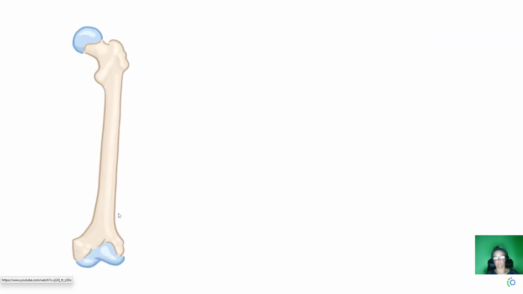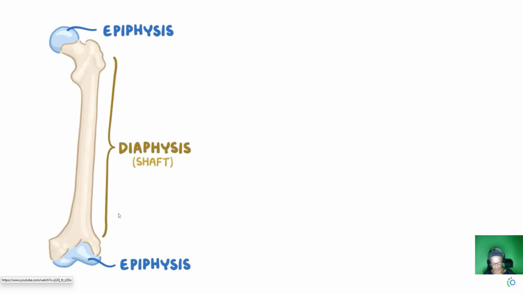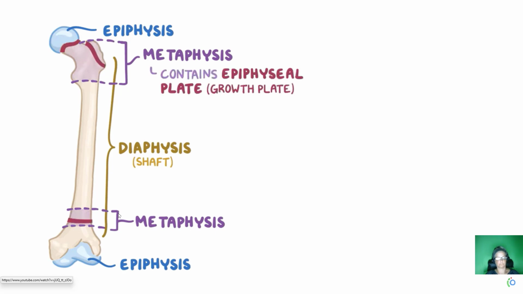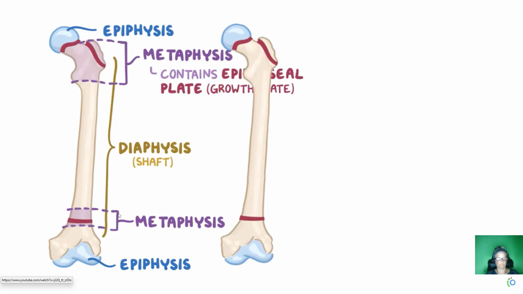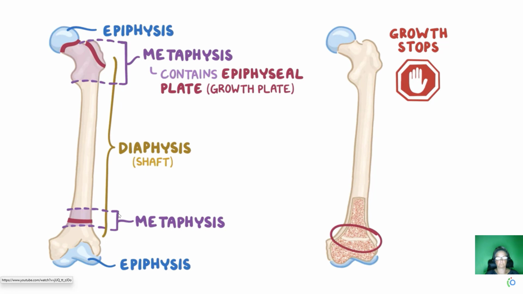Now, long bones like the femur are made up of two epiphyses, which are its ends, and the diaphysis, which is the shaft. Between each epiphysis and the diaphysis, there is a region called the metaphysis, and the metaphysis contains the epiphyseal plate, or the growth plate, which is the part of the bone that grows during childhood. Once growth stops, the growth plate is replaced by an epiphyseal line, and this is known as epiphyseal closure.